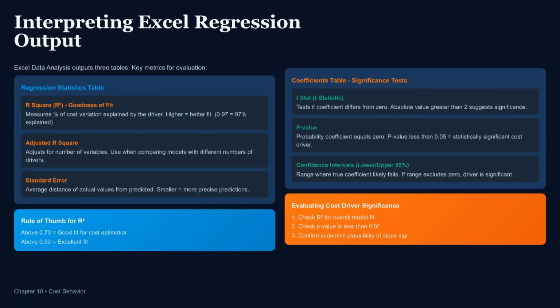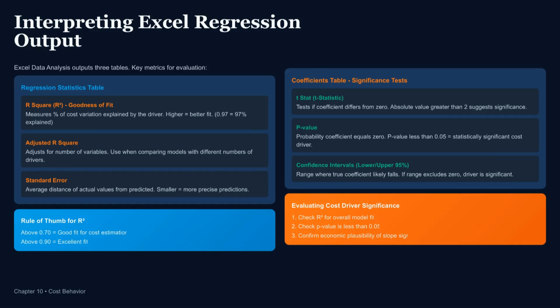Uncover the secrets behind Excel's regression output as you learn to interpret key metrics. This slide details the regression statistics table and coefficients table, highlighting R-squared, t-statistics, and p-values. Understand standard error and confidence intervals with clear rules of thumb for significance. Use 3 criteria to evaluate whether a cost driver is appropriate.